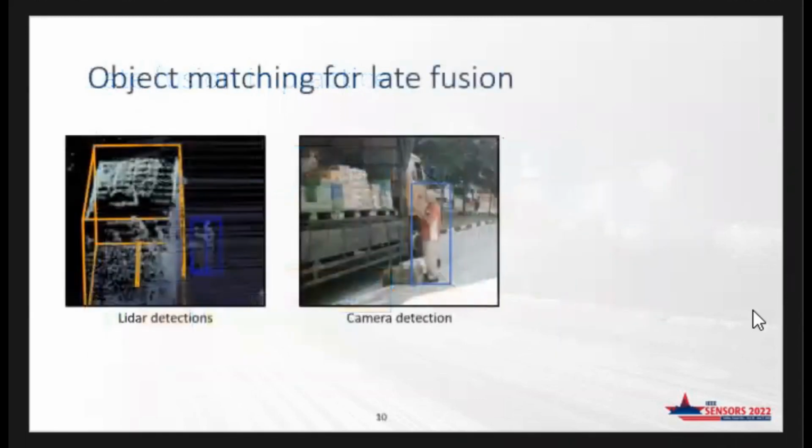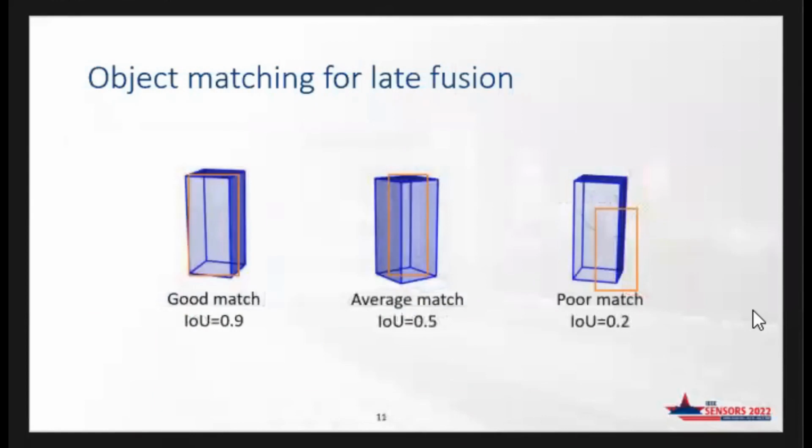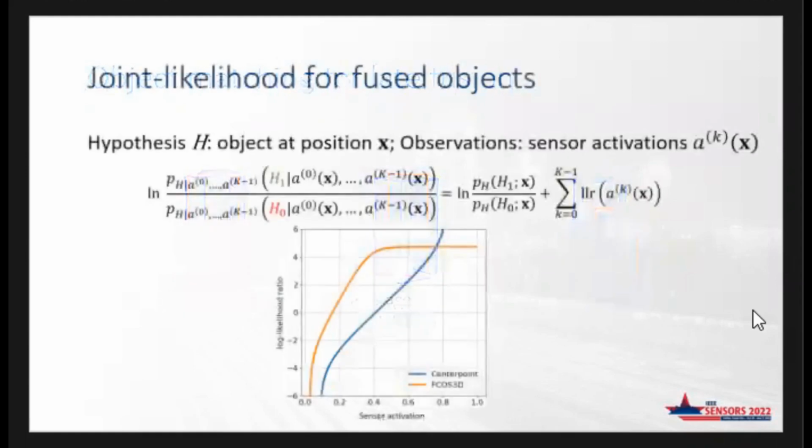So just to give you a visual example, here we have a detection of a pedestrian in a Lidar point cloud and a pedestrian in the camera. And the matching is done simply by projecting using the camera calibration matrices, and then we can compute the intersection over union in pixel coordinates. So a good match means that the intersection over union score is high, close to 1, and if it's like 0.5, it's an average match, and a poor match is anything close to 0.